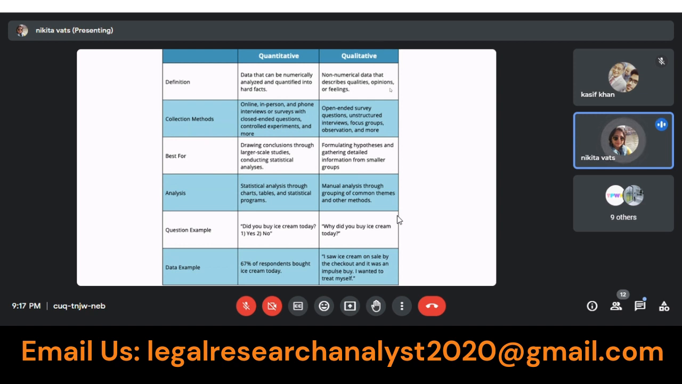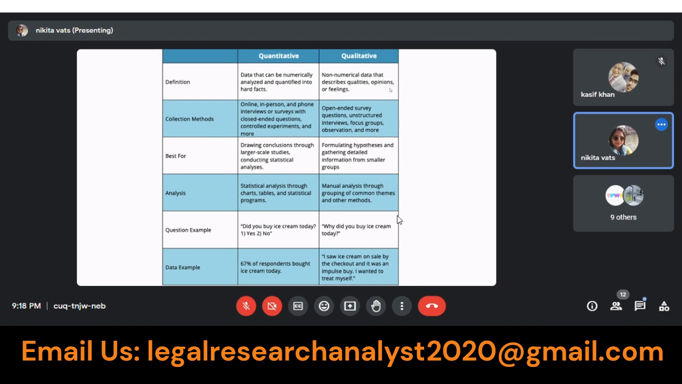Collection methods for quantitative, you can go for online, in person, phone interviews, surveys. That is what we have discussed, the whole part of the data collection. Data collection, we've also discussed for qualitative. I hope that's clear. Quantitative research is best for drawing conclusions through larger scale studies, conducting statistical analysis. Qualitative research is for formulating hypotheses, gathering detailed information from smaller groups. Because it is qualitative in nature, you cannot have qualitative analysis of a very large population. It is humanly very difficult to get very detailed information from larger groups. Okay.